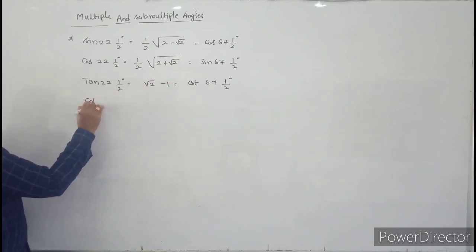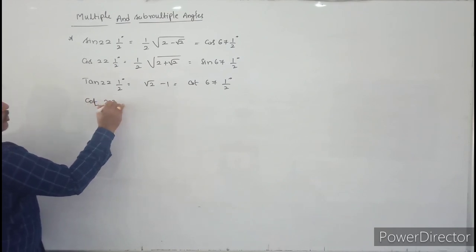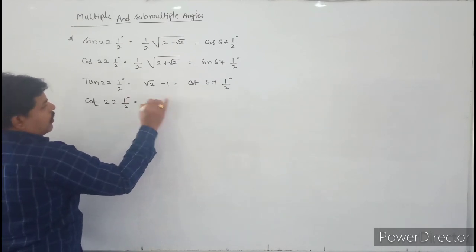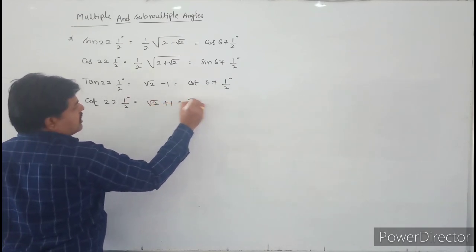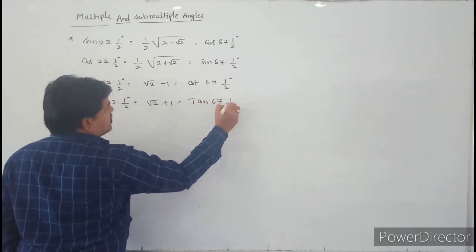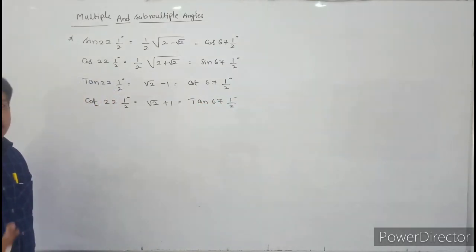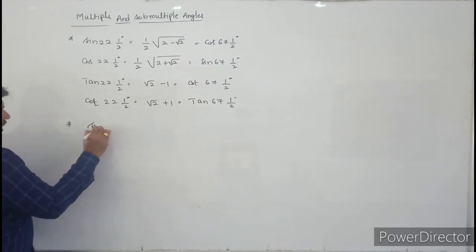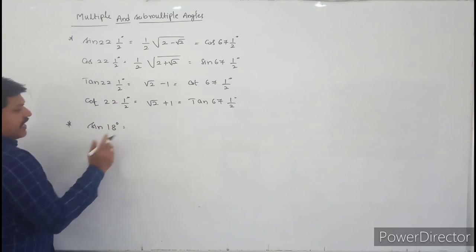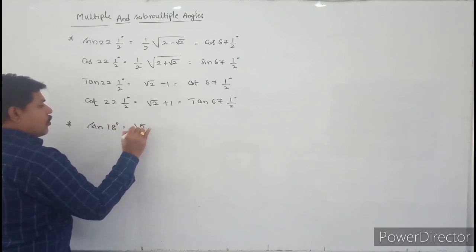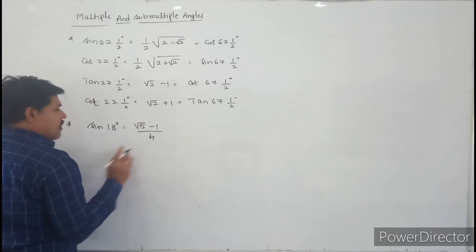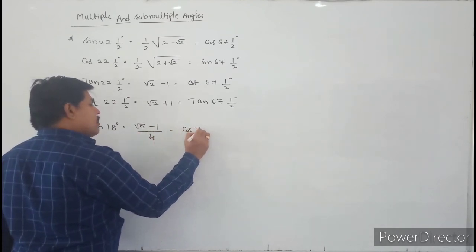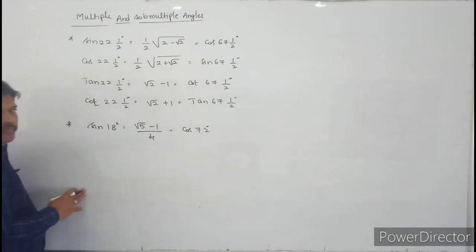Then also cot 22.5 degrees. Cot 22.5 degrees is nothing but root 2 plus 1. So this is nothing but tan 67.5 degrees. And also see students, sine 18 degrees. Sine 18 degrees is nothing but root 5 minus 1 by 4. This is nothing but cos 72 degrees.